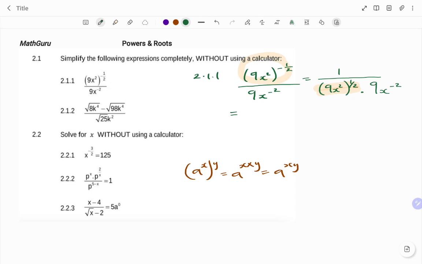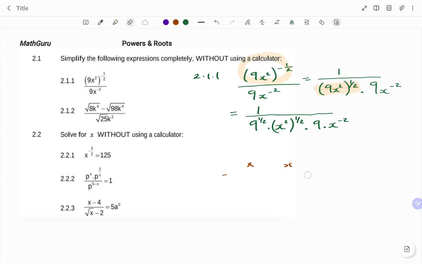I start with 1 divided by 9 to the power of half times x squared raised to the power of half, times, I have my 9, I'm going to break that down, times x to the power of negative 2. The next step is to simplify all the terms with the power of half by getting rid of the brackets.